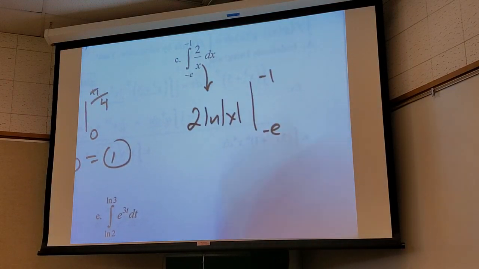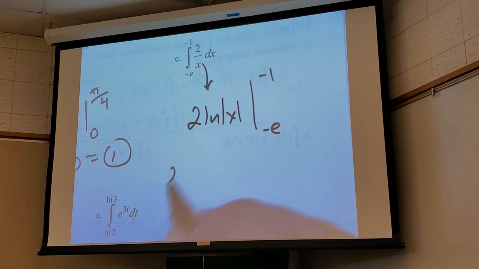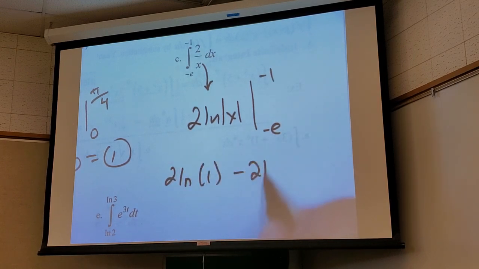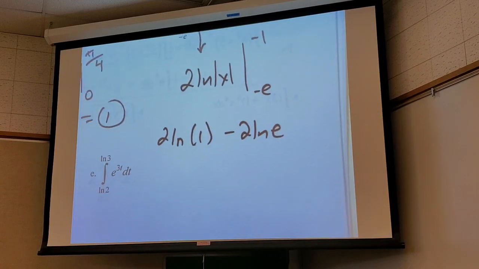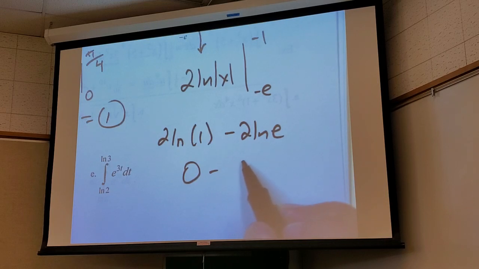So when I put a negative 1 in, of course it becomes 1, minus twice natural log of e. What's natural log of 1? 0. And what's natural log of e? Yeah, they cancel.